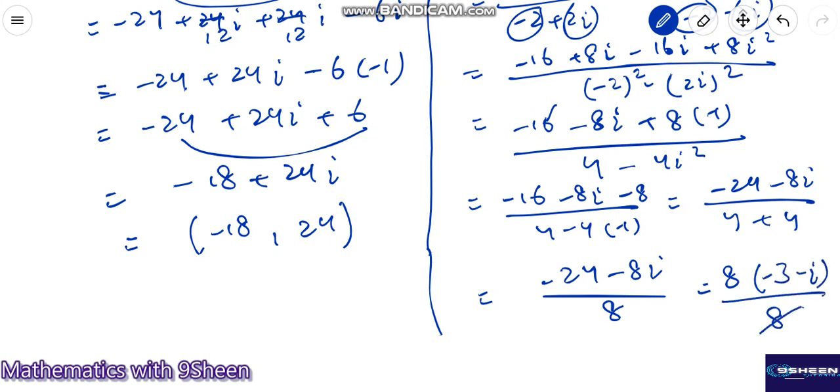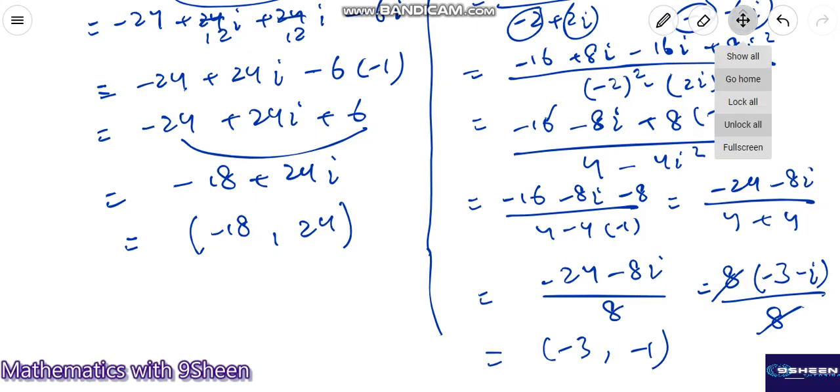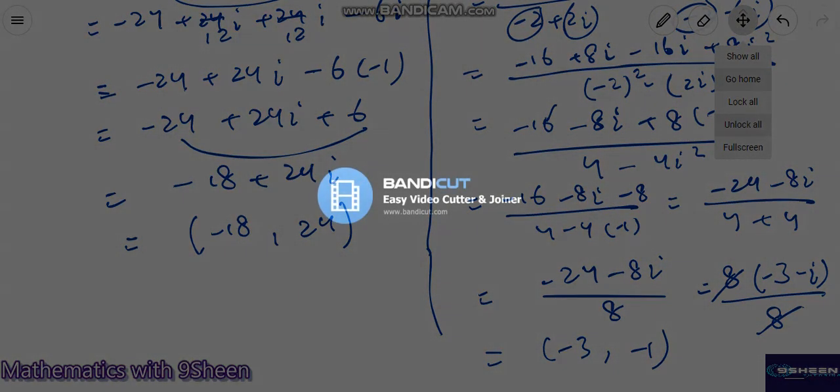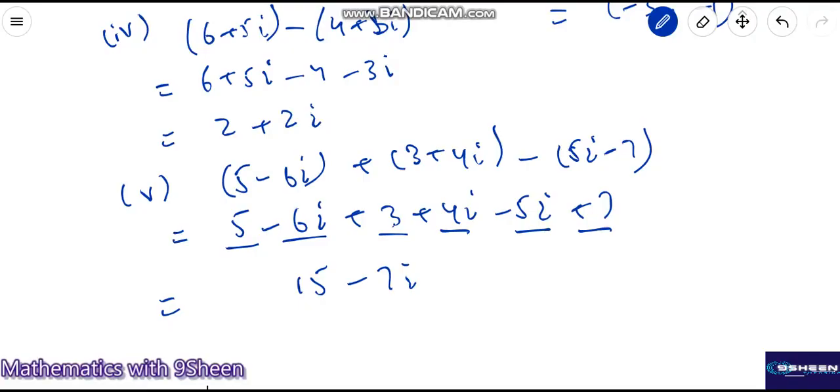The 8 is as it is, cancel out the 8. That's why you have minus 3 as the real number and minus 1 as your imaginary number. Plus 3 iota. Open up all this, and 6 is your real part, minus 4, so 6 minus 4 is equal to 2, and 5 minus 3 plus 2 iota. That's your answer.